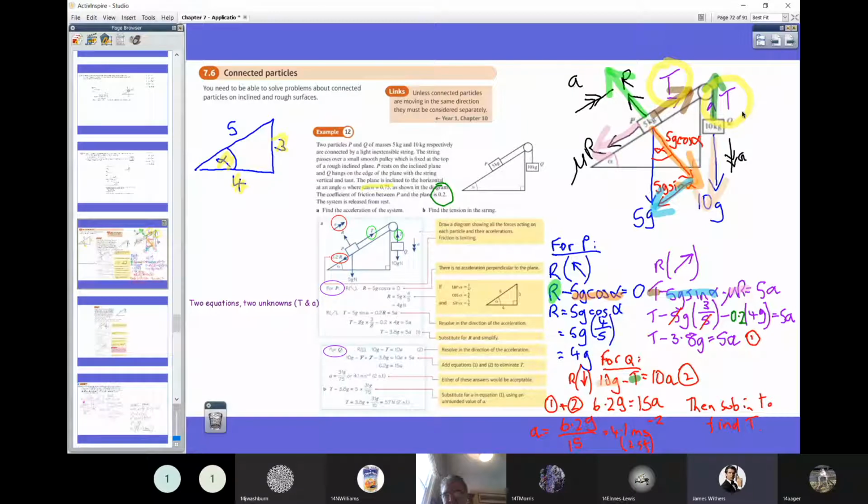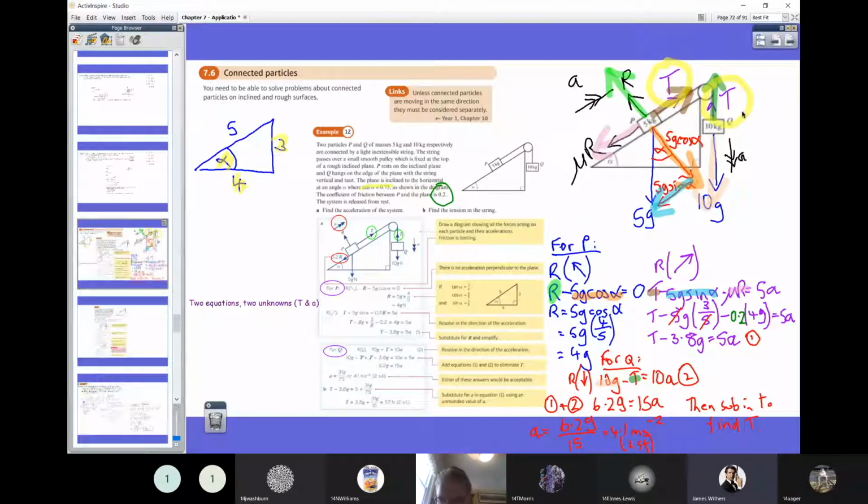So Q is the weight going over the pulley, and that's a much simpler set of forces. Resolving in the direction of motion, which is downwards, this is the bit I've done in red. We've got that light brown color going downwards, the 10g, and the tension going upwards. That's our net force, and that equals 10a, and that's equation 2.